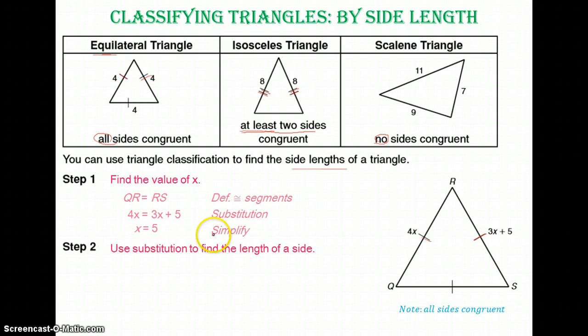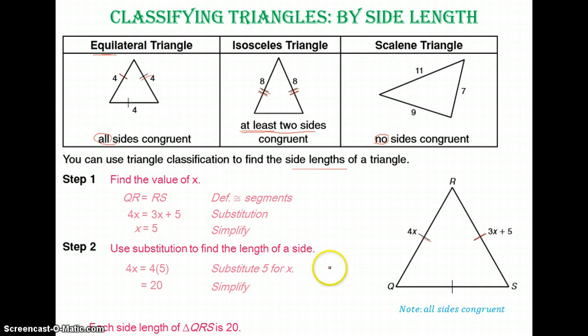Let's use substitution here to find the length of a side. So we've got our 4x equals 4 times 5, which is 20. So we substituted that 5 in for the x value for this one side length here. And just simplifying, we got our 20. And again, if all sides are congruent, then if that one side is 20, then all the other sides must be 20 as well. So each side length of triangle QRS is 20.